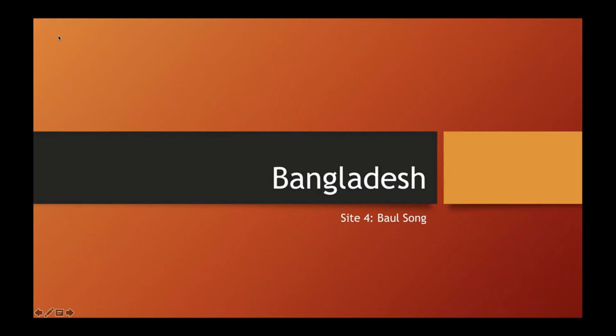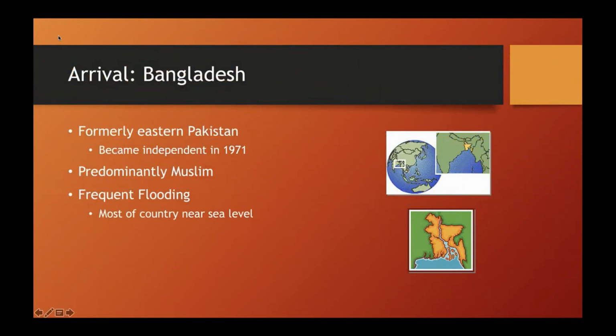Moving on to Bangladesh and a Baul song. So Bangladesh was formerly Eastern Pakistan. It became independent in 1971. It is a predominantly Muslim country with frequent flooding, and most of the country is near sea level.